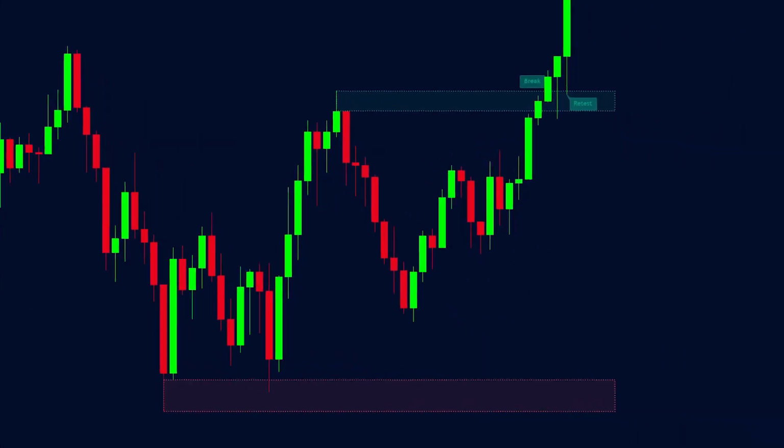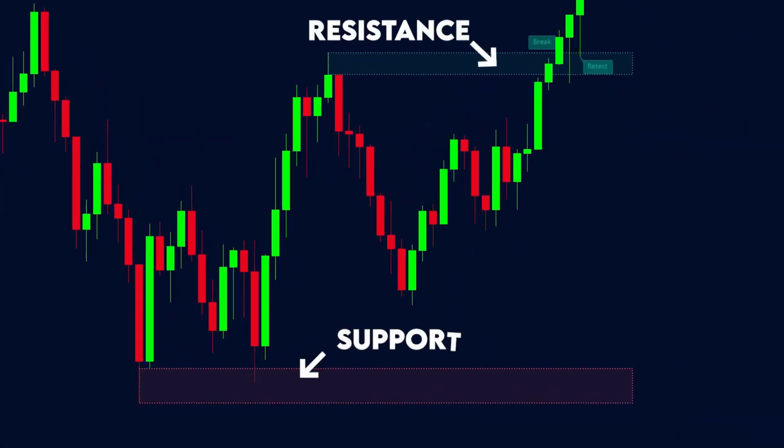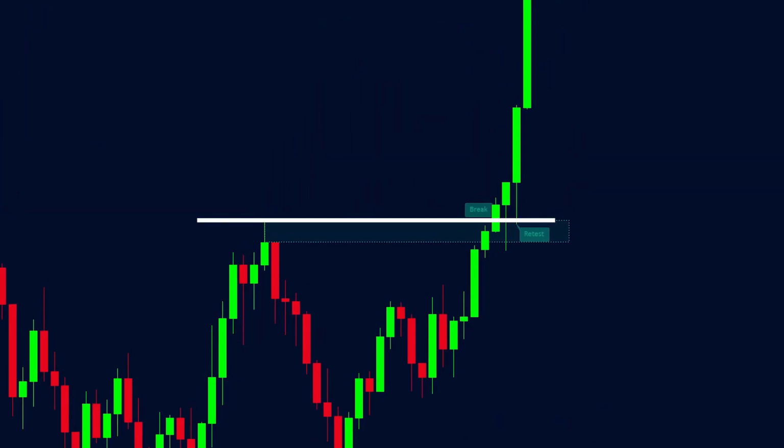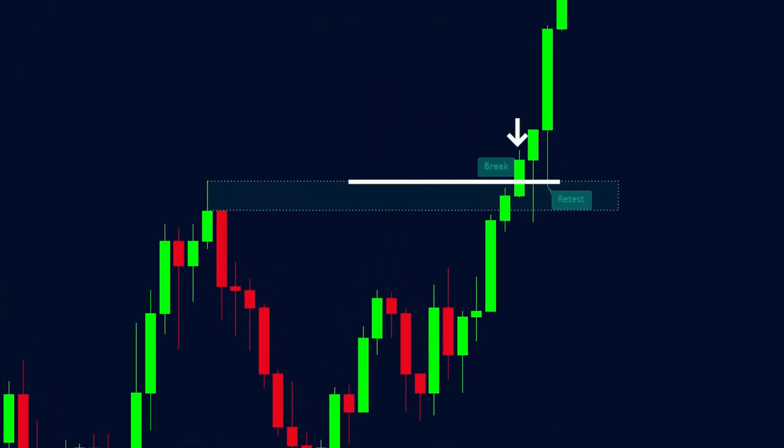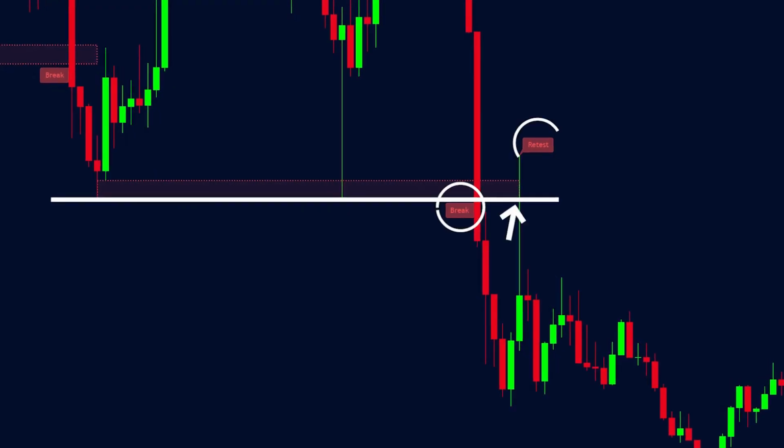This indicator automatically identifies support and resistance levels, then labels them when they're broken and subsequently retested by price. When price breaks through a resistance level, the indicator marks it with a break label. When price later comes back to test this broken level, which now acts as support, it labels it with a retest. The same applies in reverse for broken support levels.